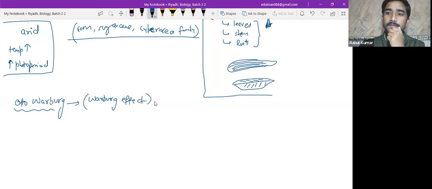When in C3 plants, whenever there is more oxygen availability, photosynthesis decreases, because Rubisco is a bifunctional enzyme. It can catalyze both carboxylation as well as oxygenation of RuBP. So this is the problem.